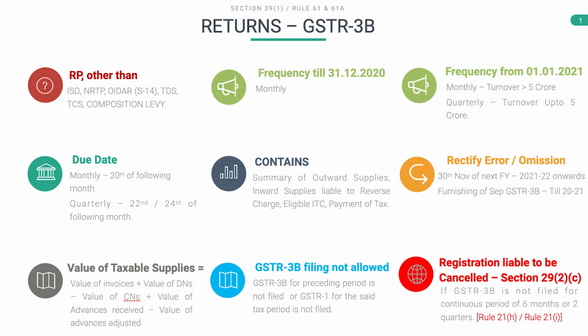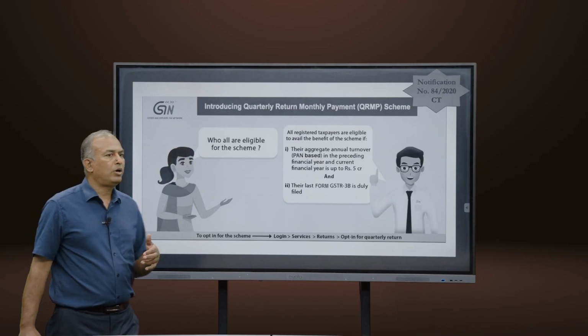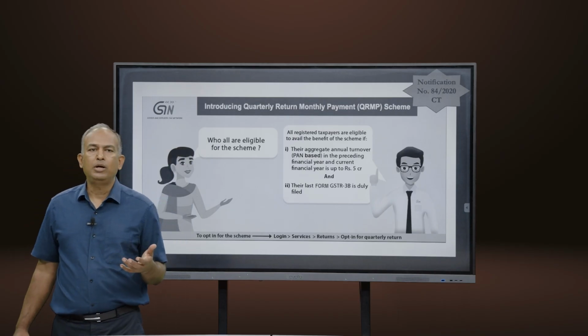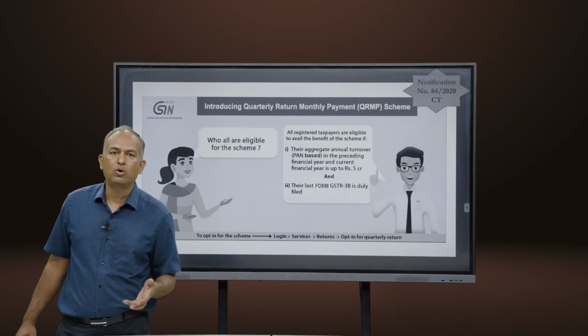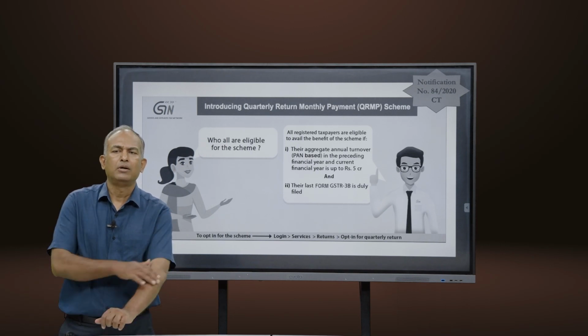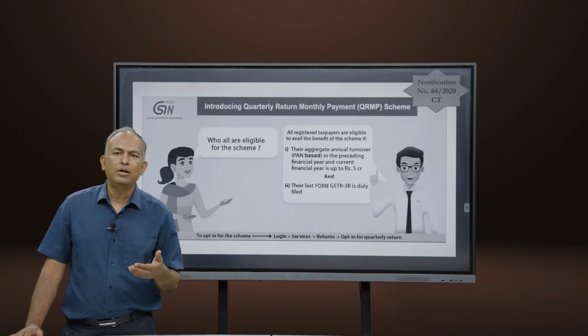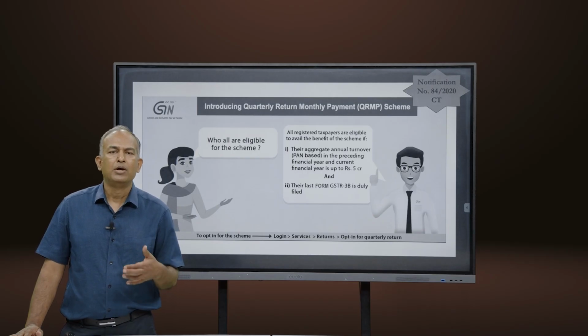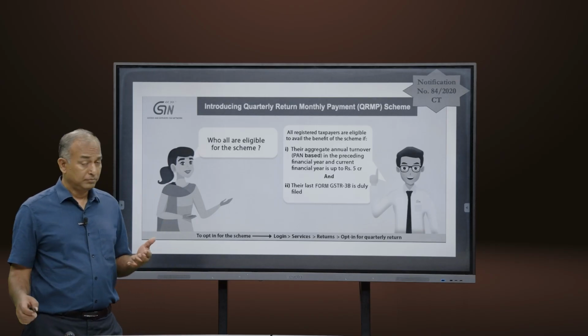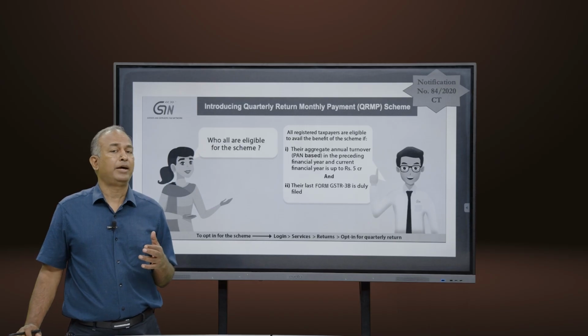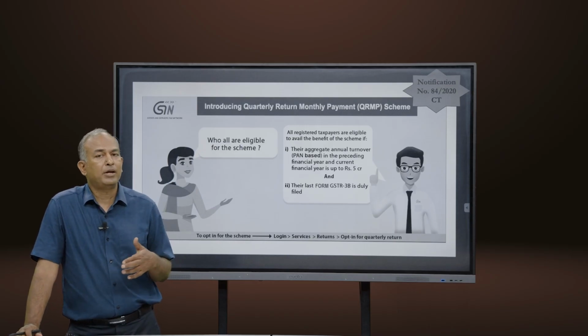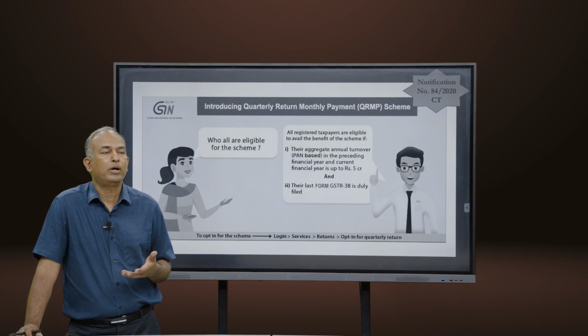Now, before I get into what actually comes into the 3B, the various tables and how they auto-populate, let us touch upon what is called the quarterly returns monthly payment scheme. As the name suggests, the return is filed quarterly, but the payment of tax happens monthly. That means there is a quarterly GSTR 1 and a quarterly GSTR 3B, but the payment of taxes has to happen monthly. There are 2 methods in which it can happen monthly. This option is available to the taxpayer from 1/1/2021. The taxpayer has to opt into the QRMP scheme.